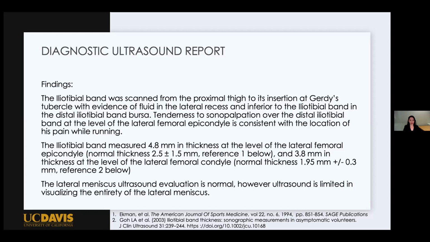The iliotibial band measured 4.8 millimeters in thickness at the level of the lateral femoral epicondyle. Normal thickness 2.5 plus or minus 1.5 millimeters, reference below, and 3.8 millimeters in thickness at the level of the lateral femoral epicondyle, with this normal thickness listed. These are case series here that I have depicted for reference. And the lateral meniscus ultrasound evaluation is normal. However, ultrasound is limited in visualizing the entirety of the lateral meniscus.